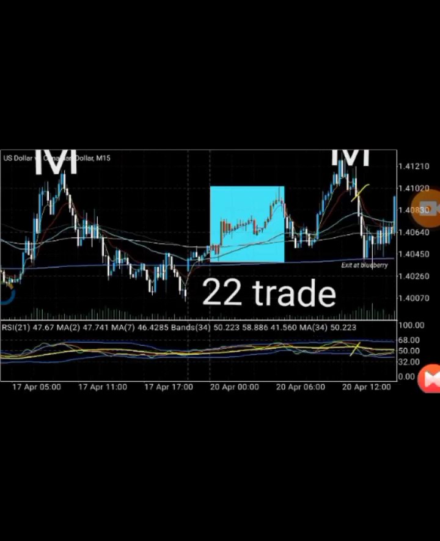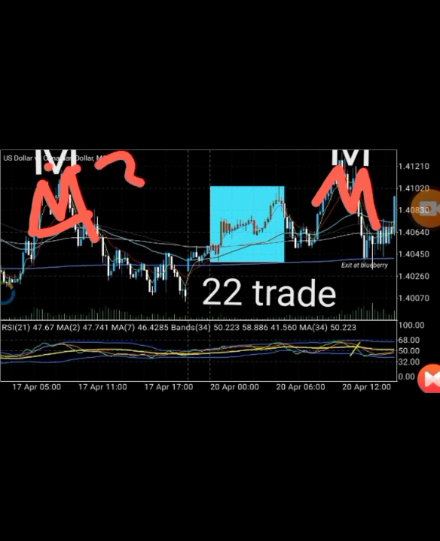Now this is a 22 trade setup. How? We can see a nice M pattern here and another M pattern here, giving us 2, 2. So this is a 22 trade setup.